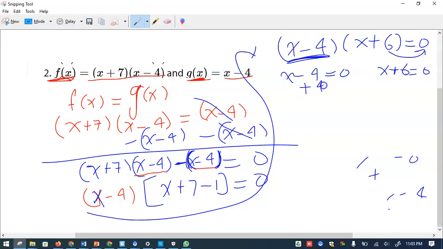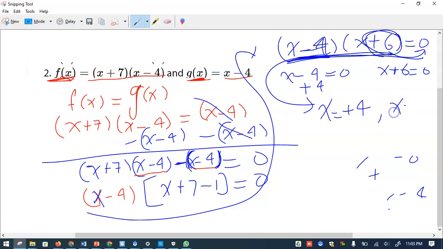And you add 4, or you can, now that you already know, when you have this, you just do the opposite of minus 4. So one of the answers is the opposite of minus 4, which is plus 4. And the other one, with plus 6, the opposite of plus 6 is minus 6, and you're done. So that's only the x coordinate.